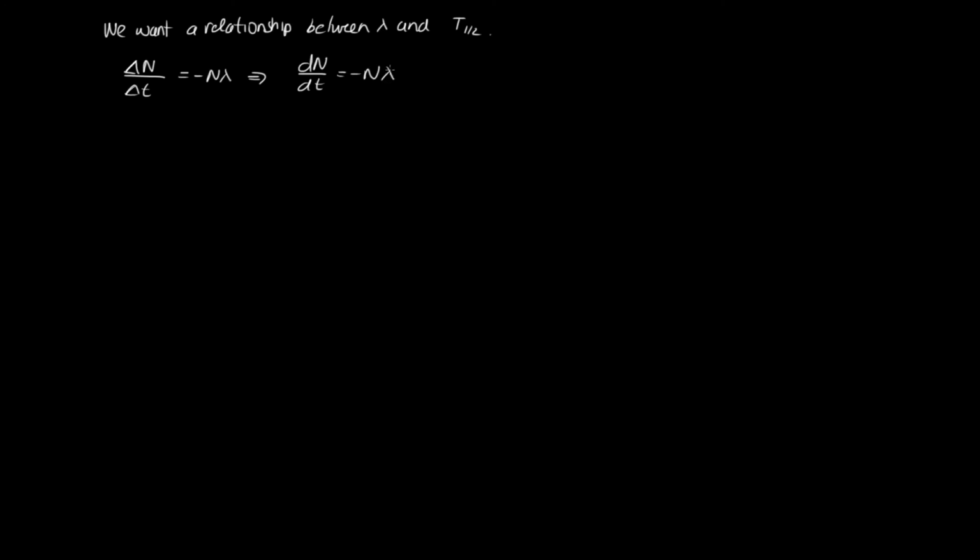And this is really how we're defining this decay constant, lambda, here. Okay, so what we're going to do now is try and come up with an expression for what lambda is. So we can write this as dN on N is equal to minus lambda dt. And then let's solve this.